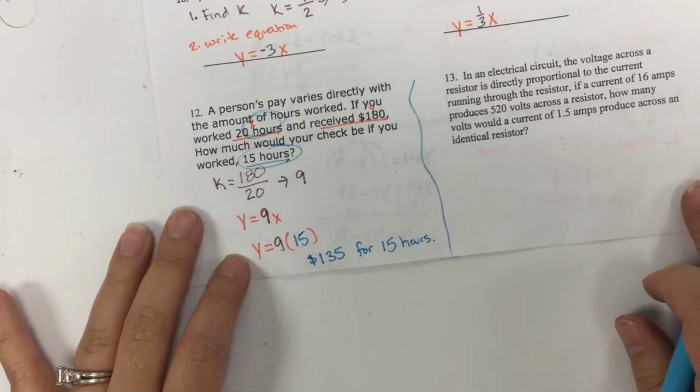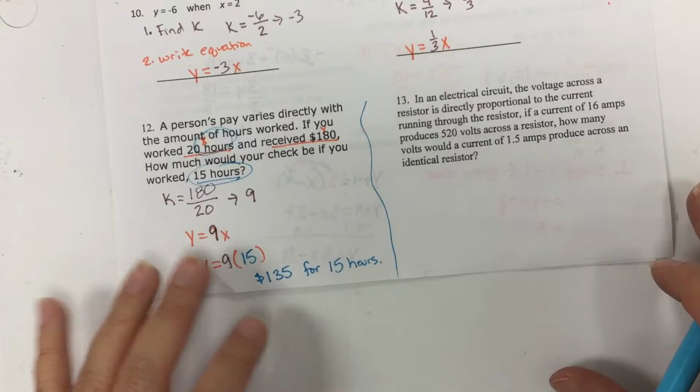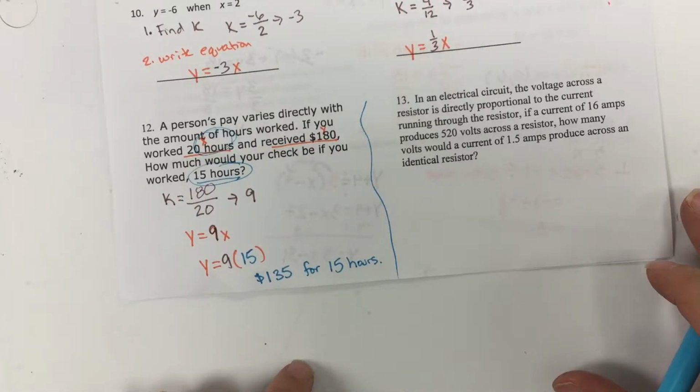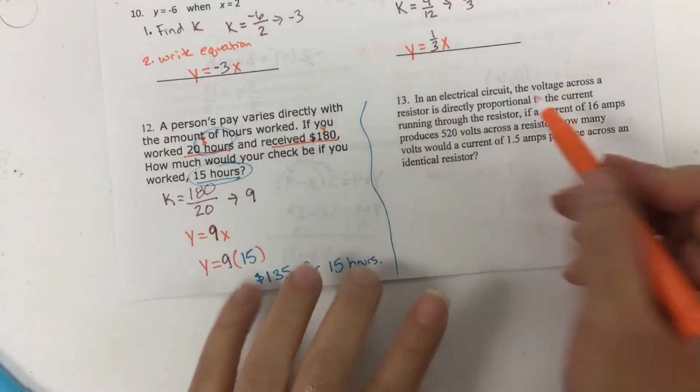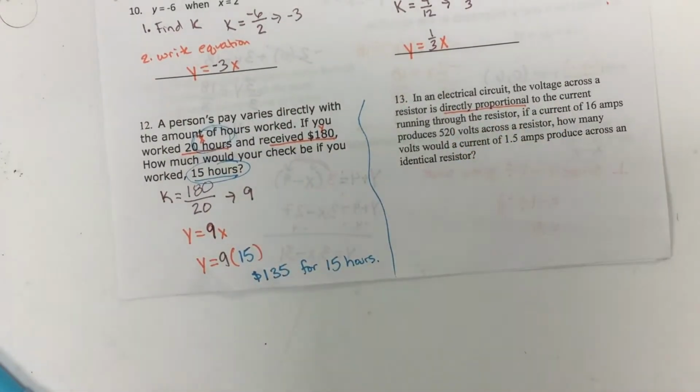Okay, and then 13, we'll take a look real quick. It says in an electrical circuit, the voltage across a resistor is directly proportional to the current running through the resistor. If a current of 16 amps produces 520 volts across a resistor, how many volts would a current of 1.5 amps produce across an identical resistor? So as we're reading this, there might be some language in there that you're not sure about. That's okay. We know that because of the phrase directly proportional, we're looking for a proportion. For a proportion, we need an x and a y value.